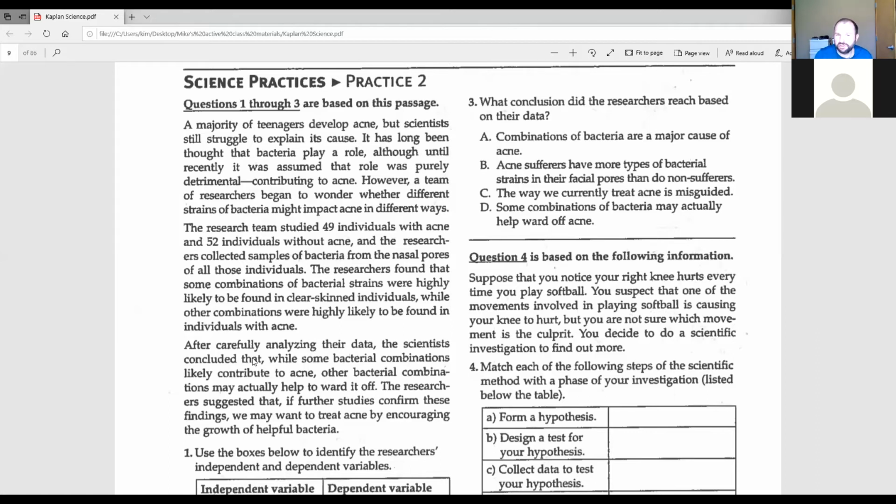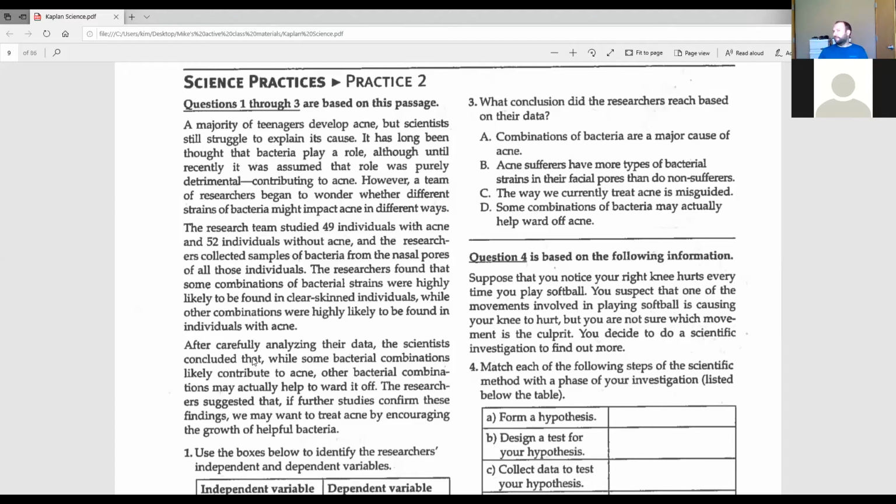Researchers suggested that if further studies confirm these findings, we may want to treat acne by encouraging the growth of helpful bacteria. Okay, so a lot of words, pretty wordy, but the short version of that is some people were studying acne. They thought that bacteria might not only lead to acne, but also maybe lead to clear skin as well. In other words, bacteria might be harmful in terms of acne, and it might be beneficial in terms of preventing acne. To test that, they collected samples of bacteria from people with acne and people without it and examined it. And in the end, they found that there was a commonality between people that had acne and people that didn't in terms of the bacteria.